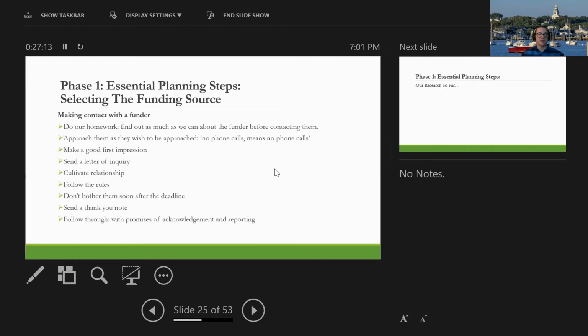So, making contact with that funder, I won't spend too much time on this. It's pretty basic. Do your homework, approach them, make a good impression. That letter of inquiry we talk about, there are resources out there in terms of how to properly structure a letter of inquiry. Think of it like a cover letter you would write for a job application, really tight. Try to keep it to one page. If you have to do two pages, I really wouldn't go beyond two pages for a letter of inquiry.